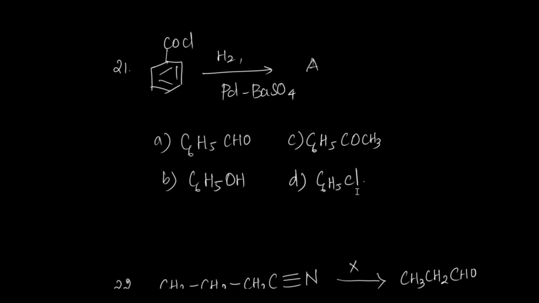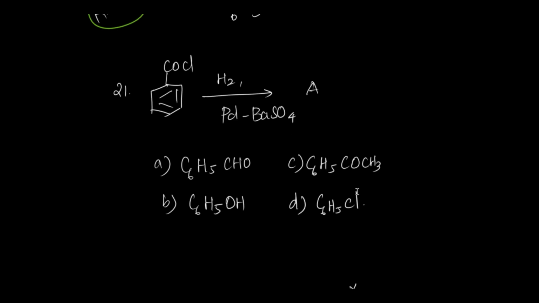Moving on to the next question. This is from a named reaction. If you know, just comment it over there. What is the name of this reaction? C6H5COCl with H2, Pd-BaSO4 gives A. Very simple question. Just seeing the question, you can pick the answer. That is option A, aldehyde synthesis. You must know about this named reaction. I have told you n number of times.